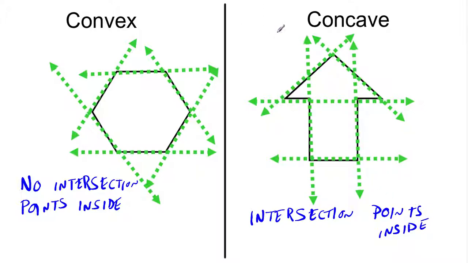I wish there were a quick and easy way to describe these and to remember these, but you're just going to have to remember the definition and apply them to polygons in the future. So again, convex kind of pops out, and there are no intersection points inside. And concave sort of angles inward, and we can have intersection points inside.